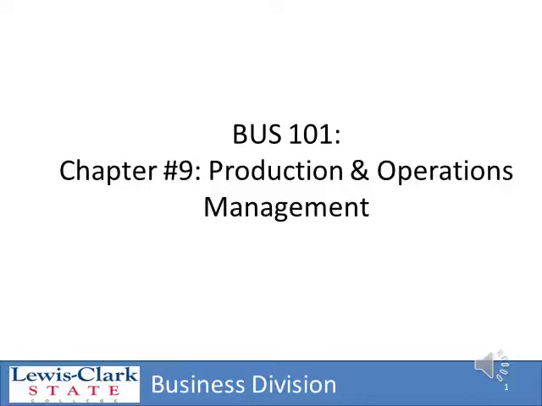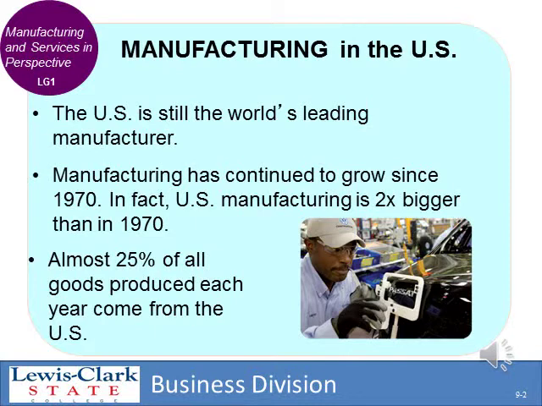In Chapter 9, we're dealing with another specific aspect of management, and that's production and operations management. Production and operations management is just kind of what the term implies. It's helping things get done, helping things get produced. While the United States economy is changing and becoming more service and information based, it is still the world's largest manufacturer. And as you can see with the statistics listed here, manufacturing is still growing in the United States.